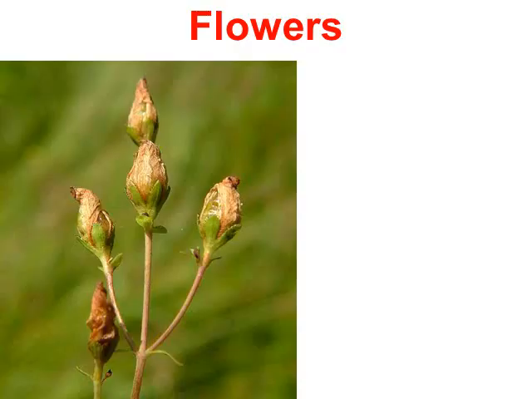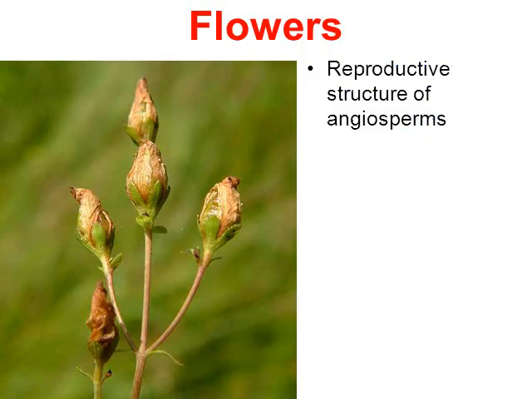All right, so now I want to look at the parts of a flower. And here we have some flowers. They don't look very pretty because they haven't bloomed yet or blossomed. And so as I mentioned earlier, flowers are the reproductive structure of angiosperms. Gymnosperms do not make flowers. Neither do ferns, neither do moss.